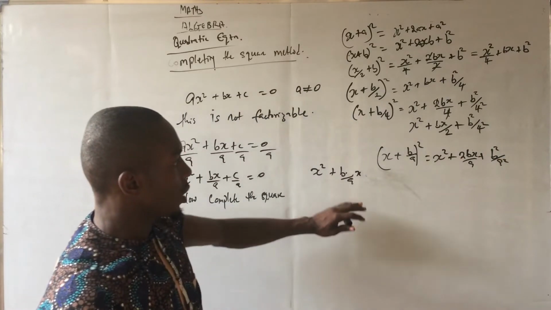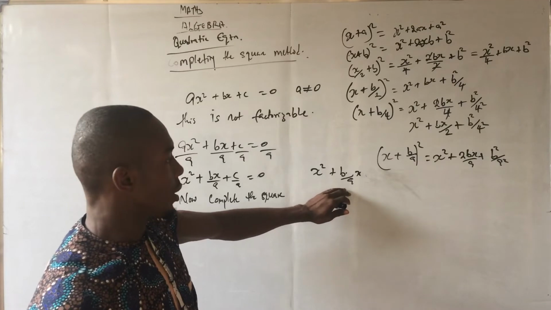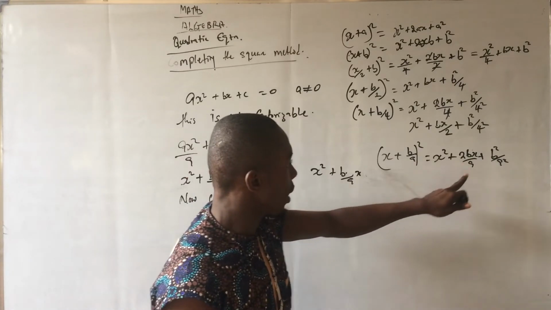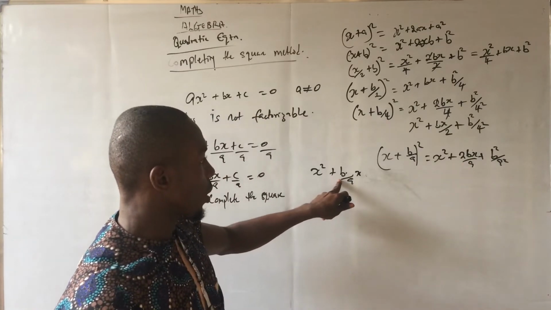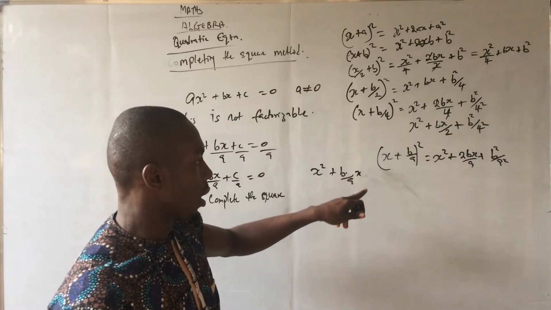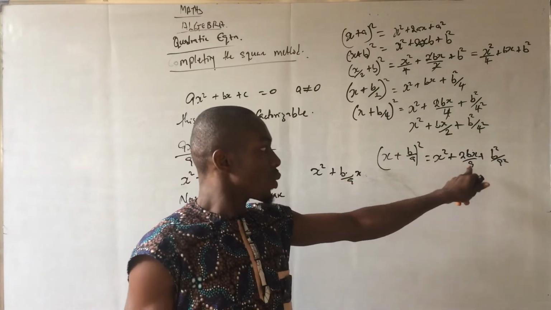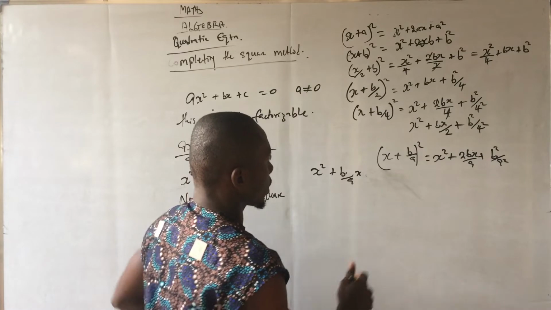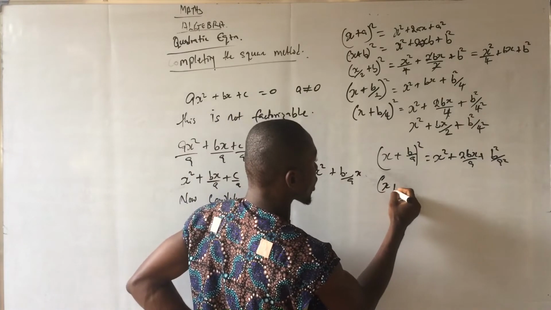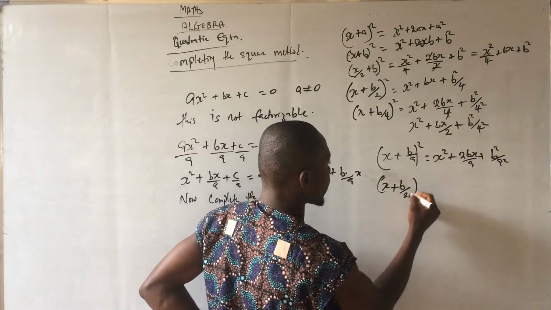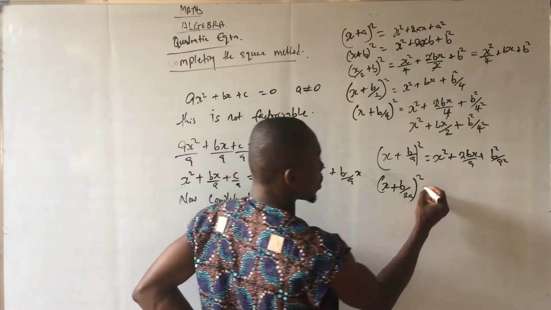Did we get this? No, we did not get this. This is 2bx, but we have only bx here. So that means we need to divide this one by 2, right? Yes. So that will now take us to x plus b over 2a raised to the power 2. So now this is what?